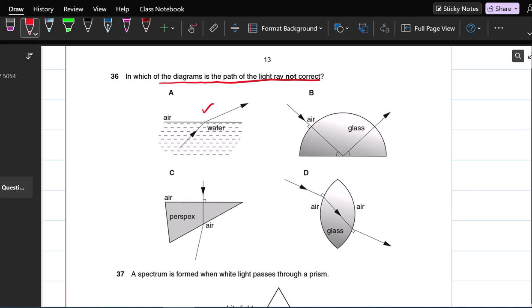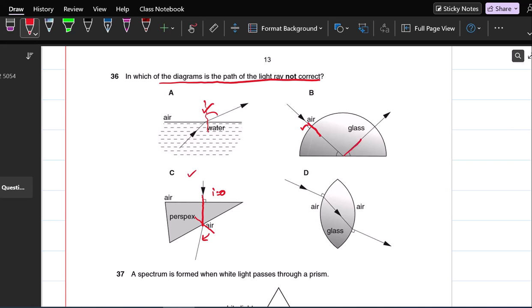It is going from denser to less dense and bending away from the normal. This is correct. See, going straight, because here we have a 90-degree. When angle of incidence is 0, ray passes straight. And here again it is bending away from the normal. In this, it is again passing straight, because here we have a 90-degree and then total internal reflection is occurring.